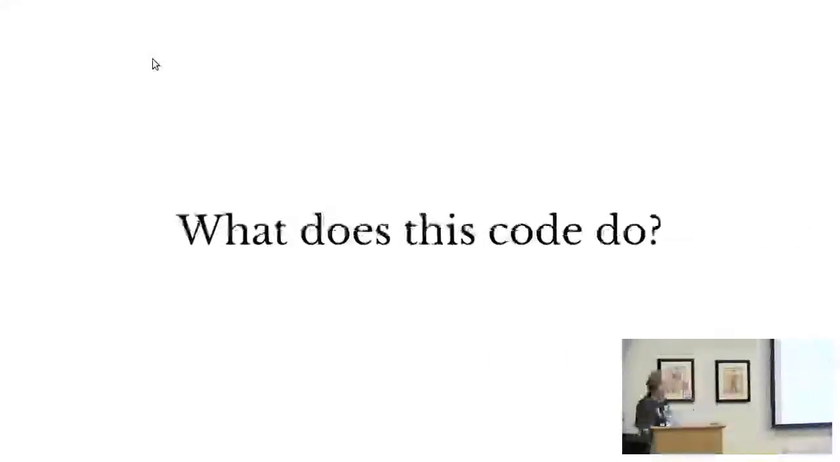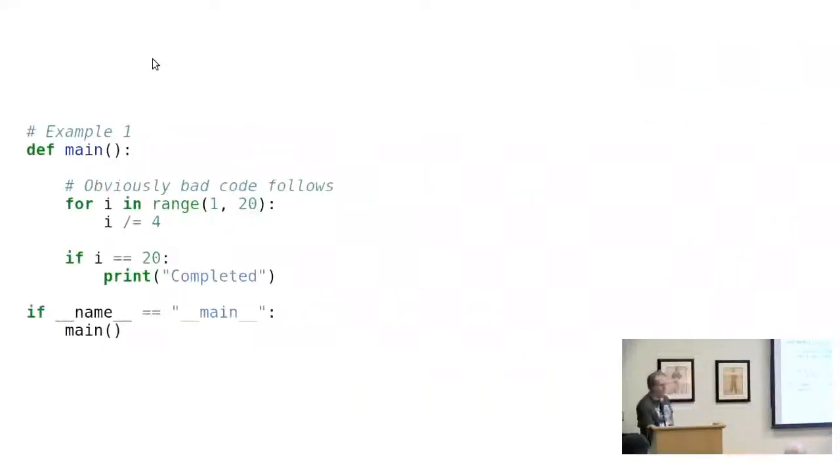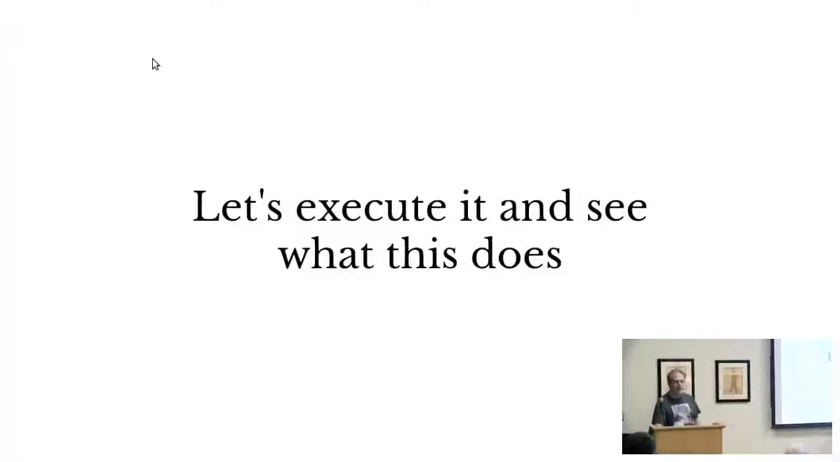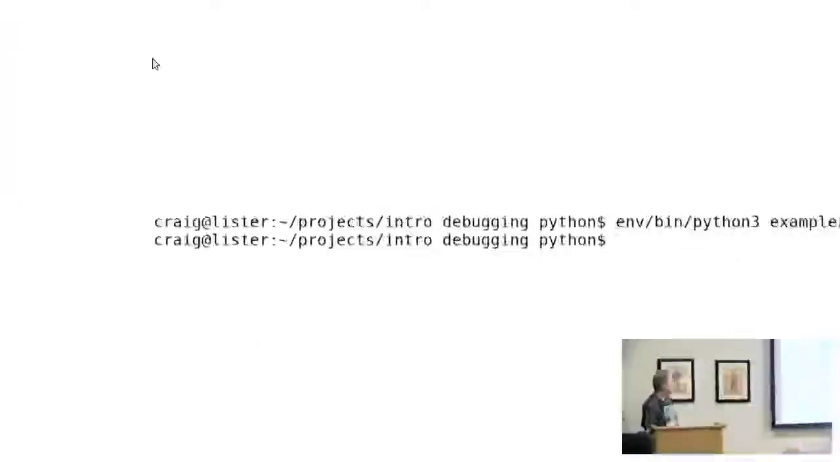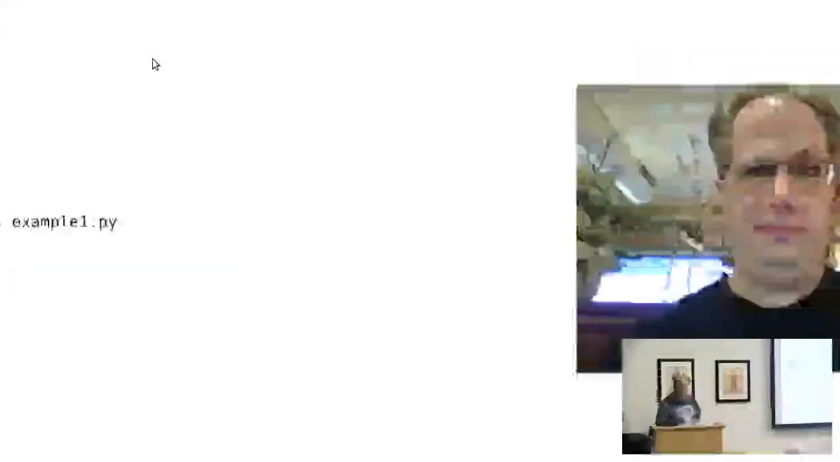So let's do a quick example. What does this code do? I'll give you a second to take a look at it and see what you think it's doing. All right, so let's execute it and see what it does. Well, that's handy. It doesn't really do a whole lot that's visible. You think it's going to do something that's visible, but it doesn't. And you make this face.